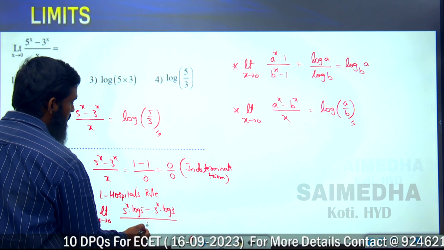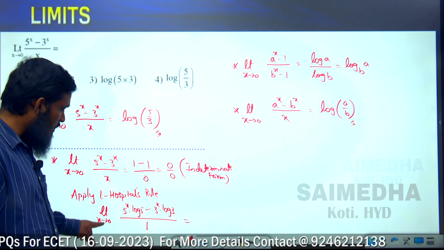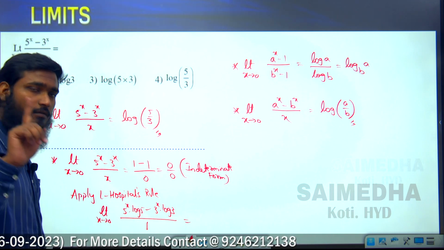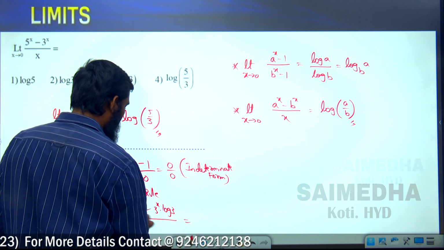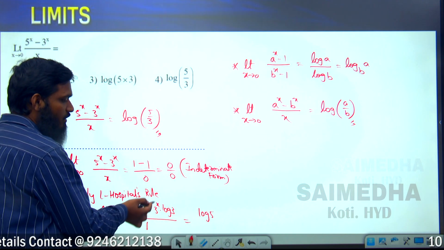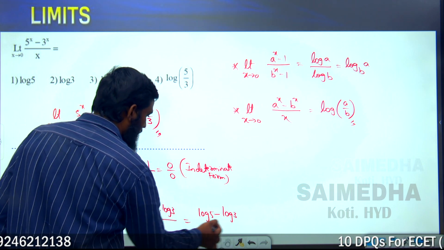divided by d by dx of x, which is 1. Now we have to substitute the limit value. If we substitute the x value, 5 power 0 means 1, and 1 into log 5 means log 5. Next, 3 power 0 means 1, and 1 into log 3 means log 3. Log 3 divided by 1.